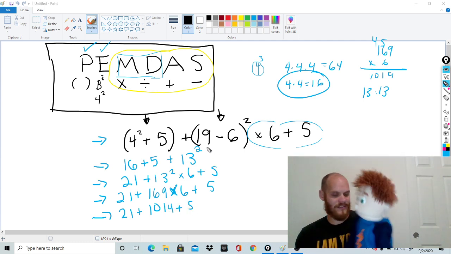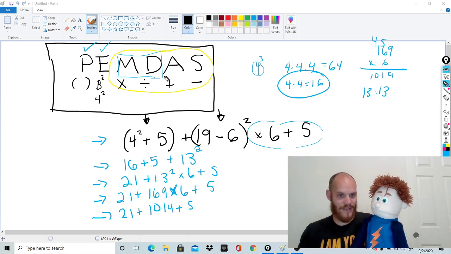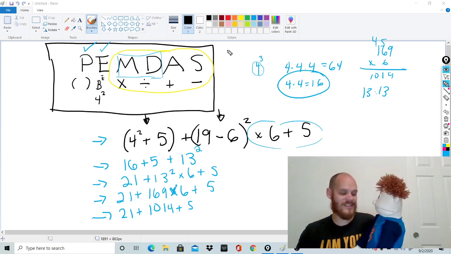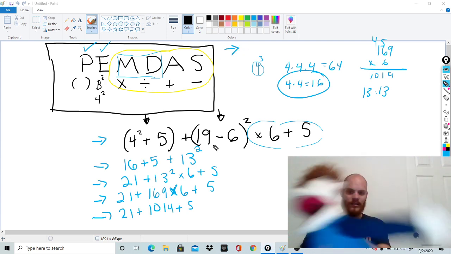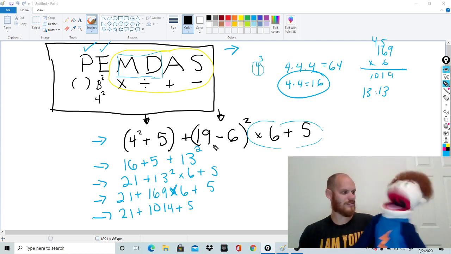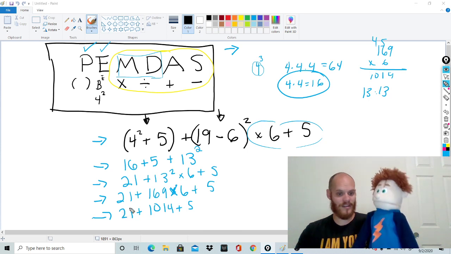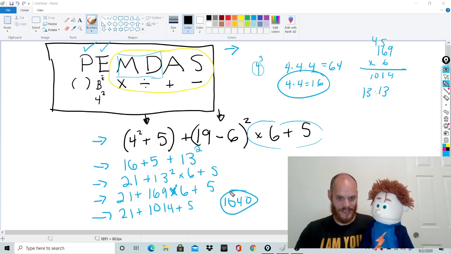Now what's the only thing left? Addition. Now this is really important, because all I have left is addition, I'm going left to right. And this is where the Dreadful Aunt Sally stuff comes in a little bit. I want to start on the very left and go left to right. Left and then right. Now where are you going? Left and then right. Oh my gosh, yes. Start at the very left and then go right. So I'm going to do 21 plus 1014, which is 1035. And then I'm going to add another 5, which is going to be 1040, my correct answer.